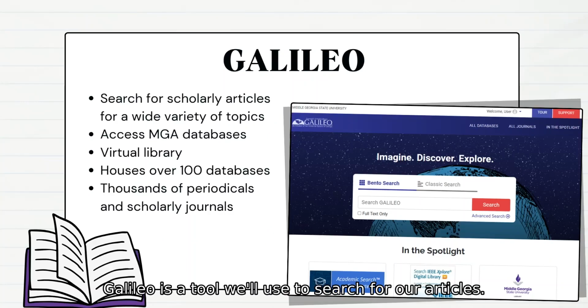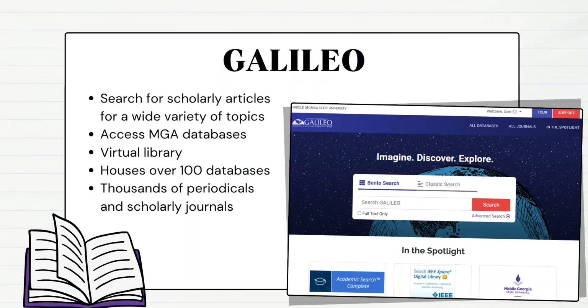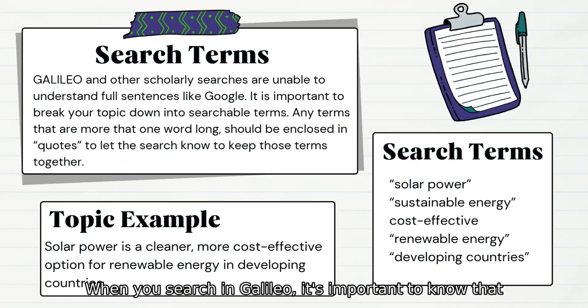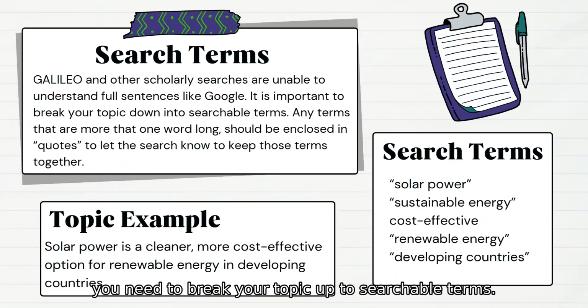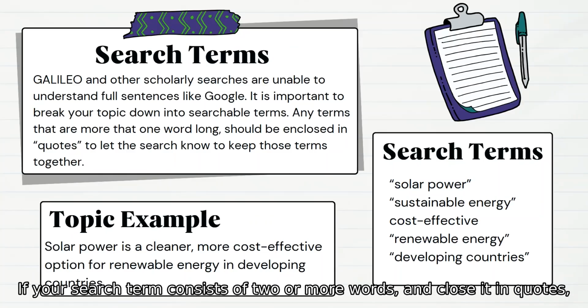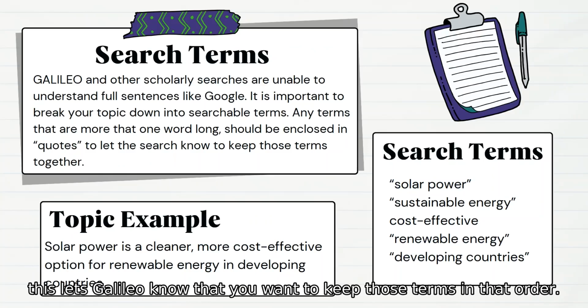Galileo is a tool we'll use to search for our articles. Galileo is a virtual library where you can access all of our databases and search for scholarly articles. When you search in Galileo, it's important to know that you need to break your topic up to searchable terms. Galileo is not able to understand full sentences. If your search term consists of 2 or more words, enclose it in quotes. This lets Galileo know that you want to keep those terms in that order.